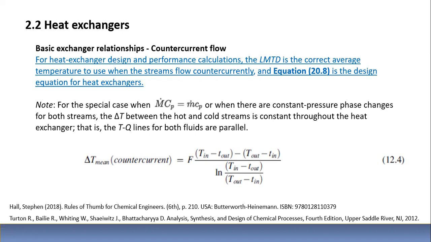Okay, so it says, note, for the special case when big MCP is equal to a small MCP, and when there are constant pressure phase changes for both streams, the dT between the hot and cold streams is constant throughout the exchanger. That is, the TQ lines for both fluids are parallel. So we see the definition. This is another way of expressing this.